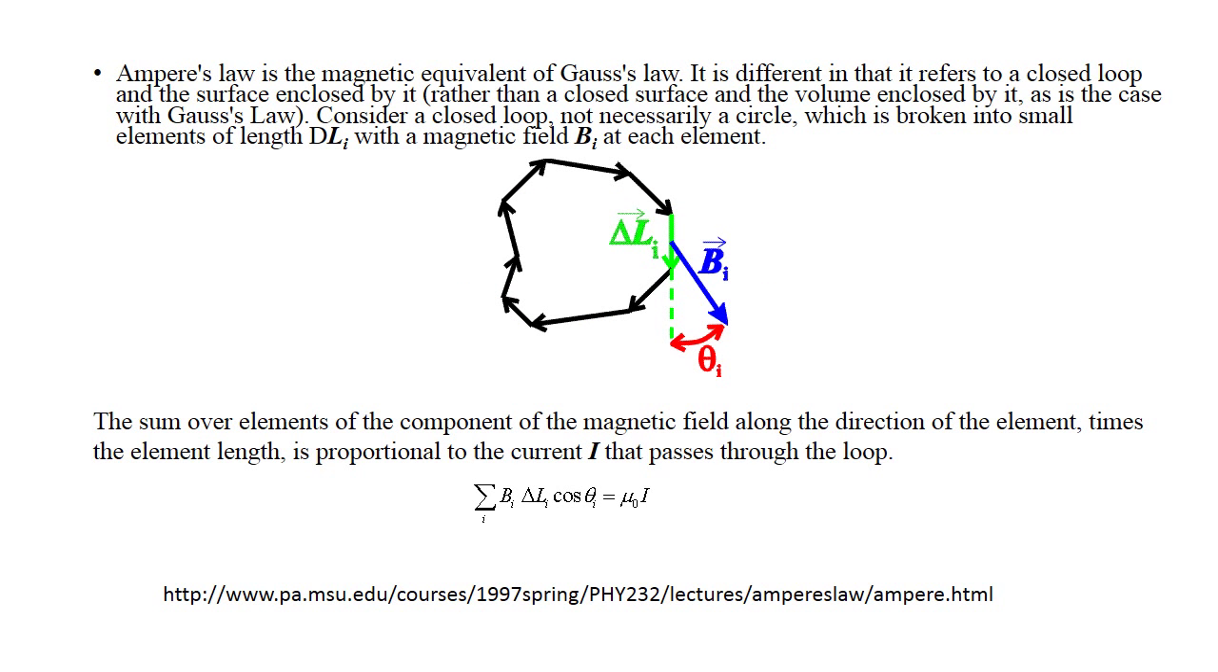Ampere's law is the magnetic equivalent of Gauss's law. It is different in that it refers to a closed loop and the surface enclosed by it, rather than a closed surface and the volume enclosed by it, as is the case with Gauss's law. Consider a closed loop, not necessarily a circle, which is broken into small elements of length dl with a magnetic field at each element. And then you have a little picture. The sum over elements of the component of the magnetic field along the direction of the element times the element length is proportional to the current that passes through the loop.